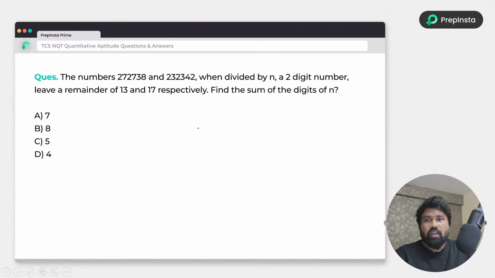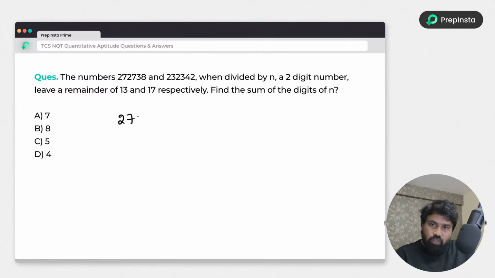Next, the numbers 272738 and 232342 when divided by n, a 2-digit number, leave the remainder 13 and 17 respectively. Find the sum of the digits of n.